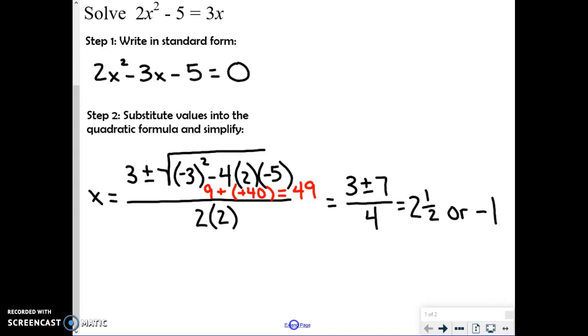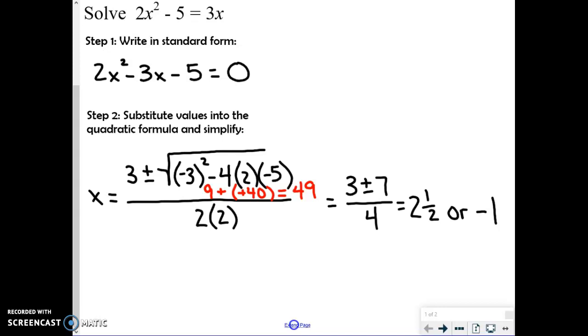So again, ladies and gentlemen, it's always good to remember to check your answers in your original equation to make sure you've done everything correctly. So if we put 2.5 in for x, 2.5 squared times 2 is 12.5, and 12.5 minus 5 is 7.5. On the other side, 3 times 2.5 is also 7.5, so it checks out.